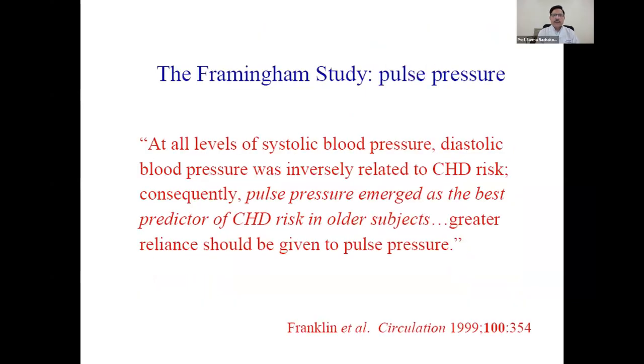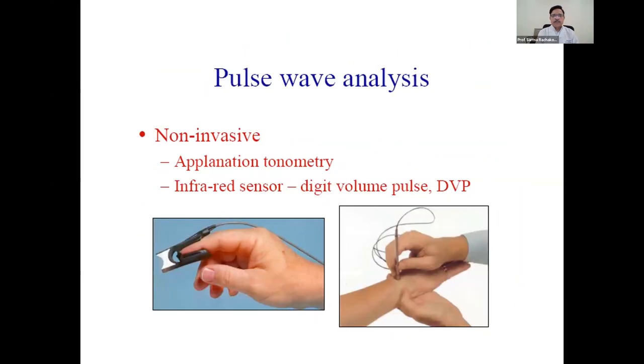Birmingham study: at all levels of systolic blood pressure, diastolic blood pressure is inversely related to CV risk. Consequently, pulse pressure emerged as the best predictor of CHD risk in older subjects. Greater reliance should be placed on pulse pressure.